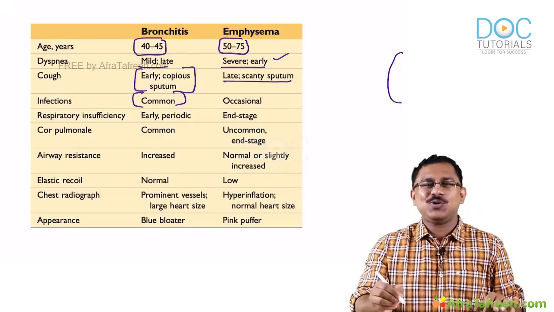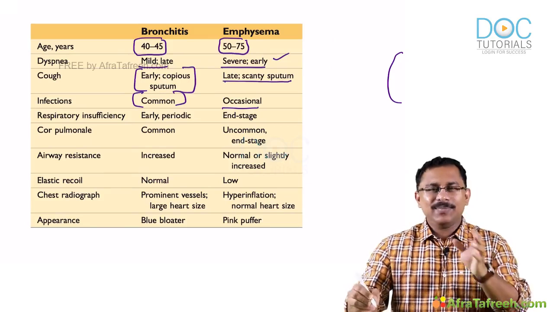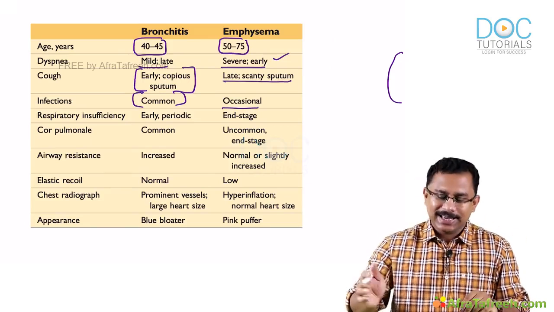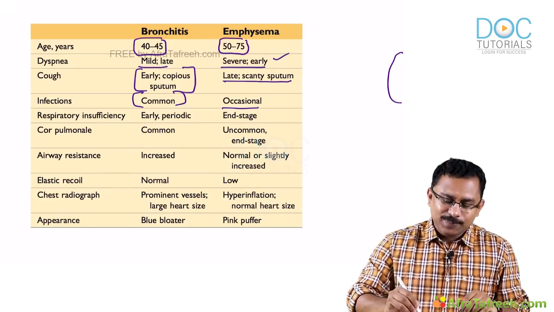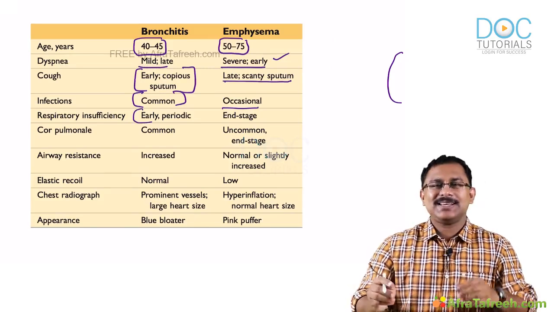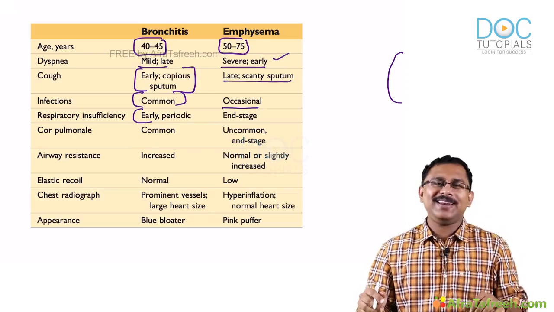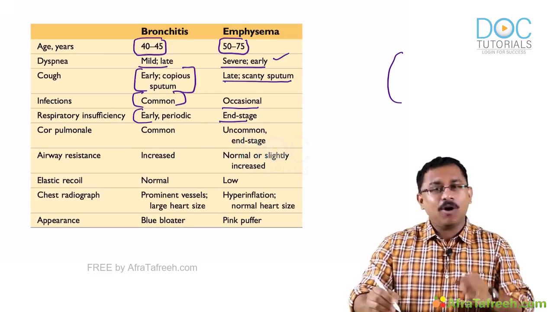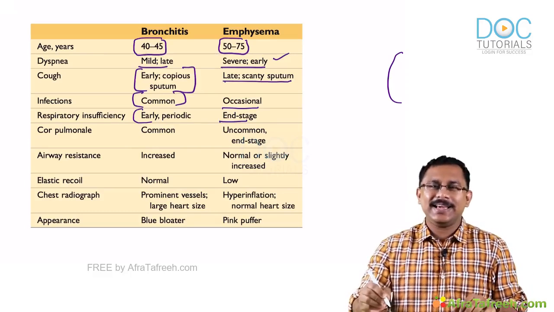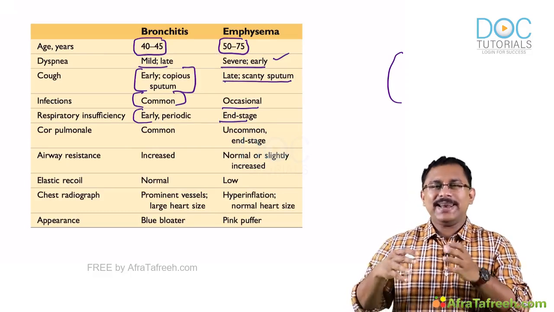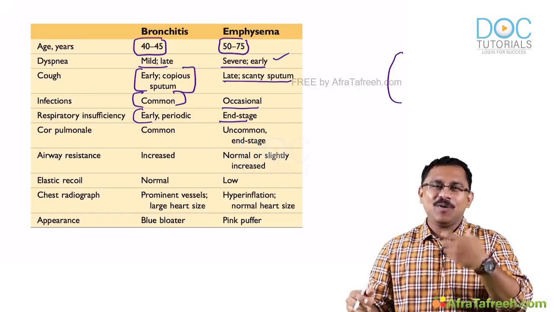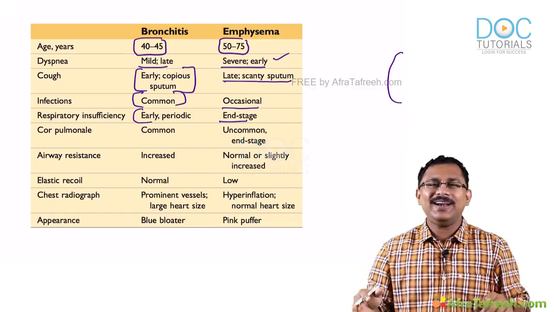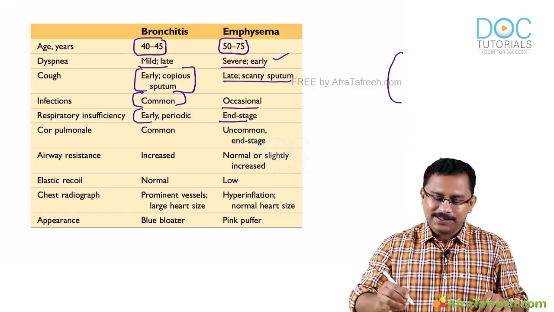Remember, impaired mucociliary clearance. Yes, emphysema also can have it, but compared to chronic bronchitis, it is less likely. Now, respiratory insufficiency, that is going to a respiratory failure, is more in case of chronic bronchitis, whereas it occurs towards later stages in case of emphysema. Because in emphysema, there is always a compensatory response. You have a hyperventilation, and you remember it is a type 1 respiratory failure that happens.